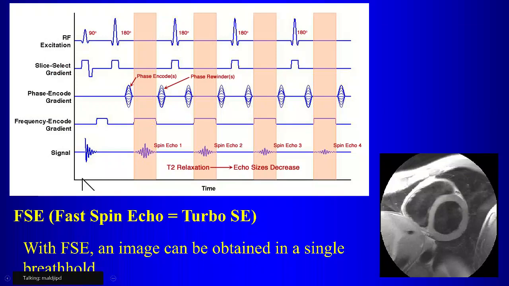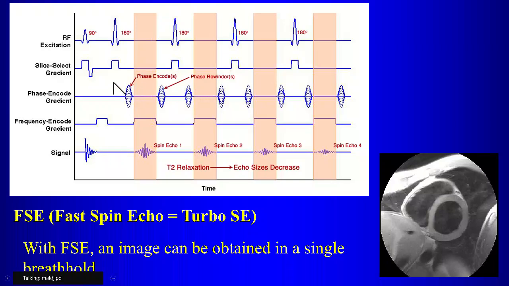And with fast spin echo, the idea here is that instead of acquiring one line of K-space after every excitation pulse, we acquire multiple lines of K-space after each excitation pulse. And what that means is that you have to change the phase encoding gradient multiple times between the excitation pulses, right? So we're going to have to apply these 180-degree pulses each time, and then we also have to change the phase encoding gradient each time.